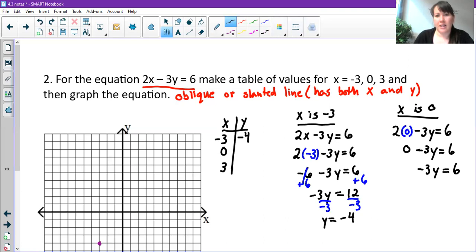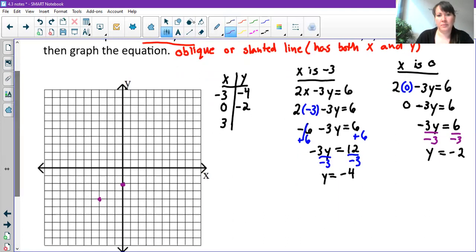We need to divide that -3 out. And that leaves us with y equals -2. And I can put that into my table of values. When x is 0, y is -2, and plot the point. Okay, one more point to find. When x is 3, replace that x value with 3 now.